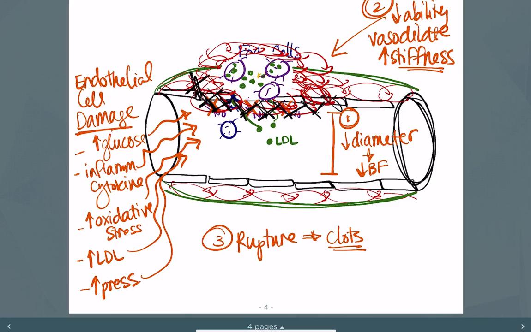When this occurs, the clot's going to take up any small remainder of the lumen and can completely occlude the blood flow through this vessel. And this can be an MI, a myocardial infarction. If it's in another location, you could dislodge the clot, and then that would be an embolism.